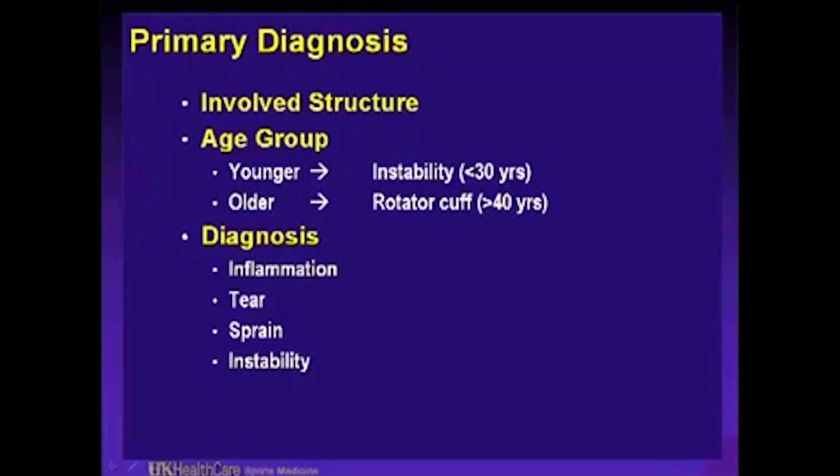More of a rotator cuff dysfunction, typically a compressive rotator cuff problem from above, a subacromial bursitis, compression problem, or a partial tear or tear. And then think about the diagnosis also. Is it inflamed? Is it torn completely or partially? Is it sprained? Or is it instability? And then think about the direction of the instability. Is it anterior, posterior, multidirectional? Laxity becomes instability when they visit the doctor.